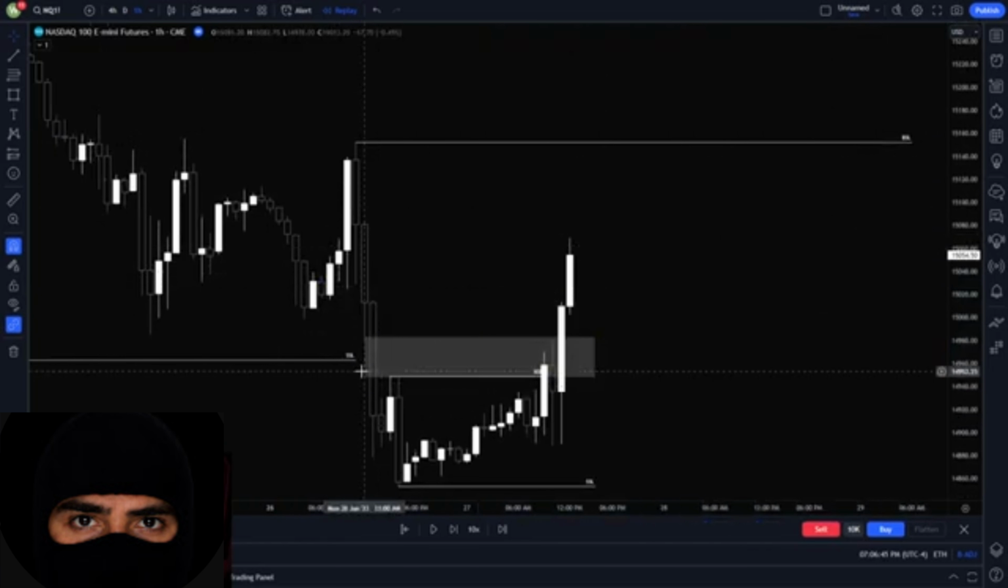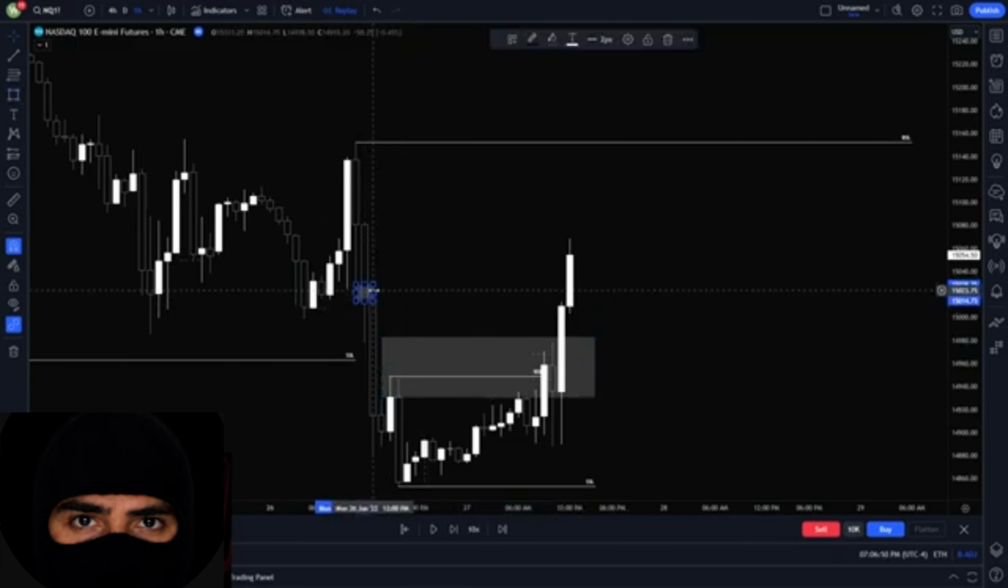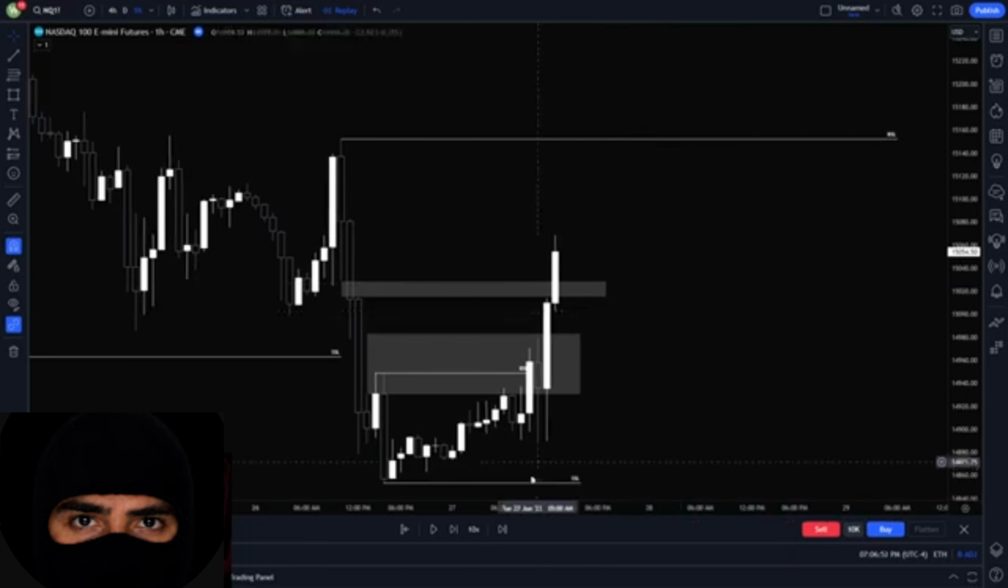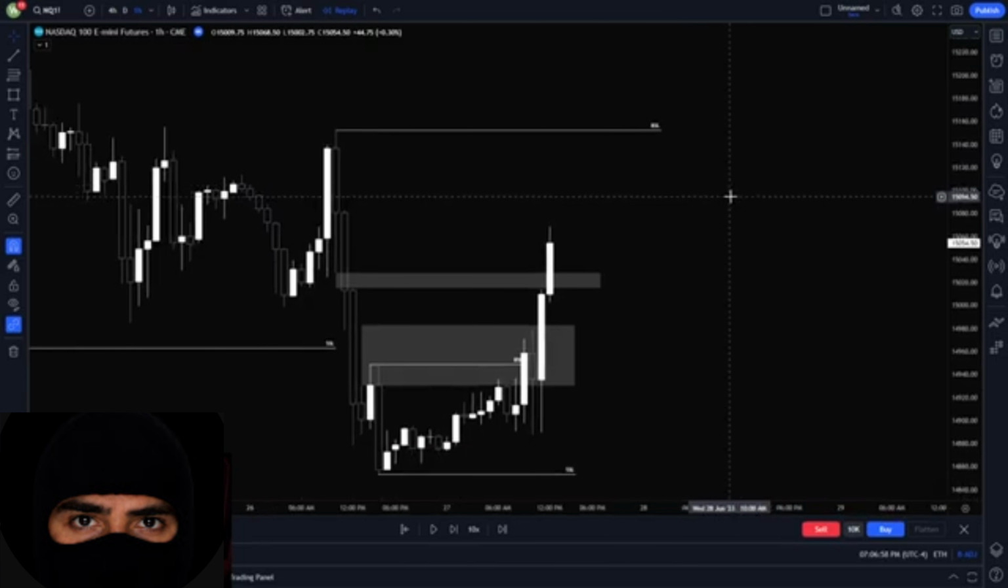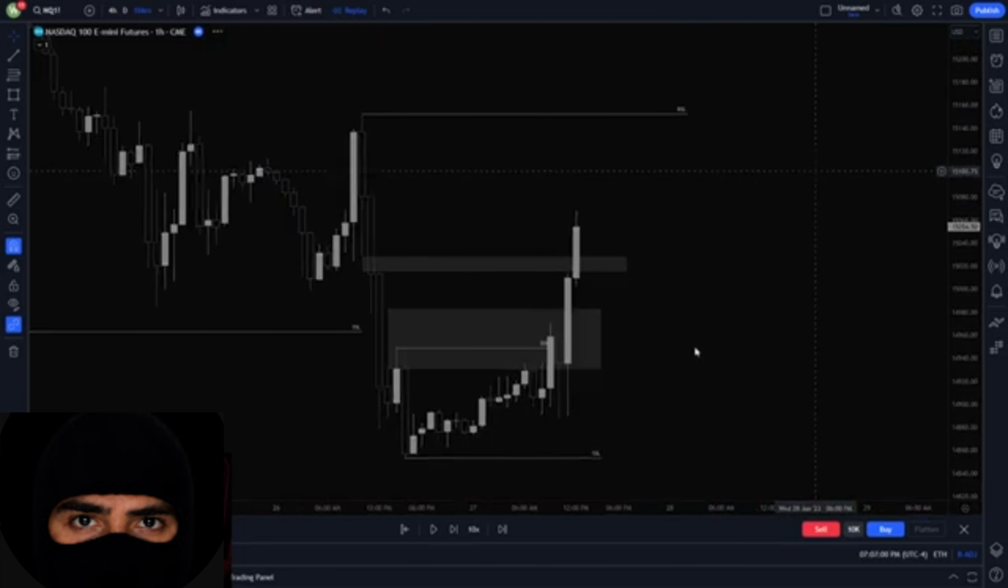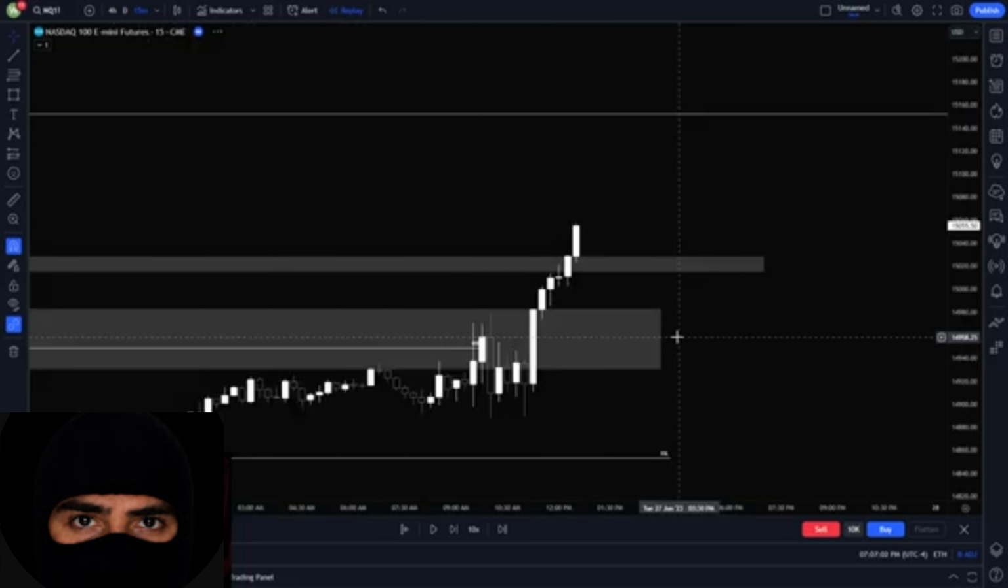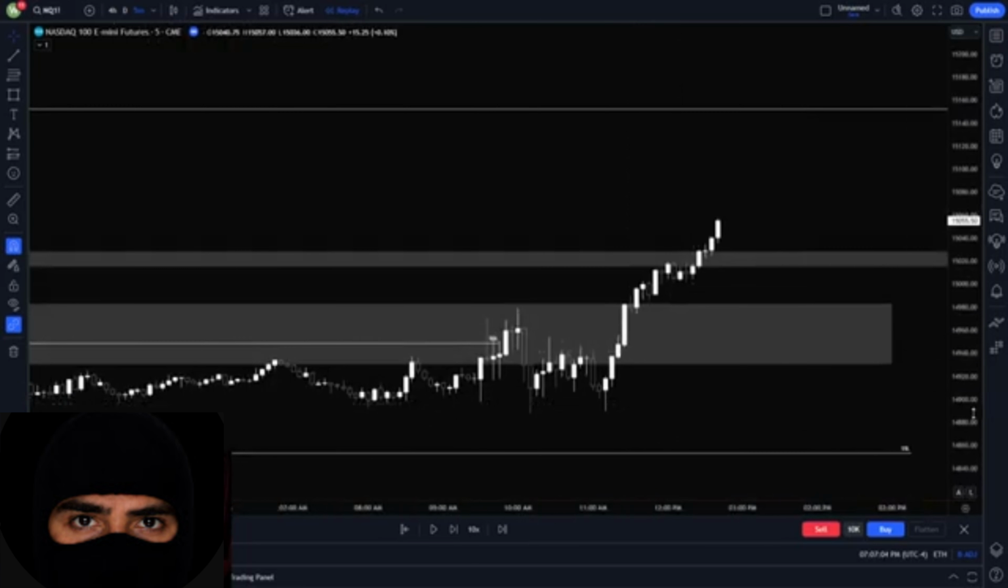We have a 1-hour fair value gap here, right? We have another 1-hour fair value gap here, right? Everything is getting disrespected, absolutely running through this. So now this gives me confidence that the draw on liquidity now becomes that high, right? And this applies on any time frame. Let's zoom in. Let's go down to a 5-minute here, right?